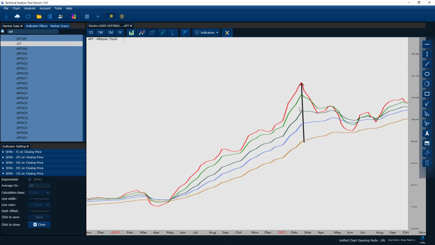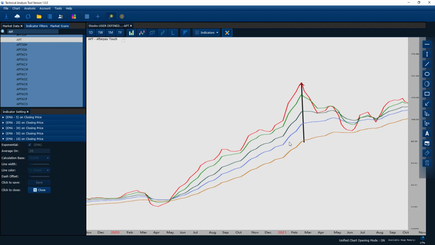When these two, the fastest moving average and the slower moving average, have a greater gap here, it means you have more pressure on the sell side because people might do profit taking.